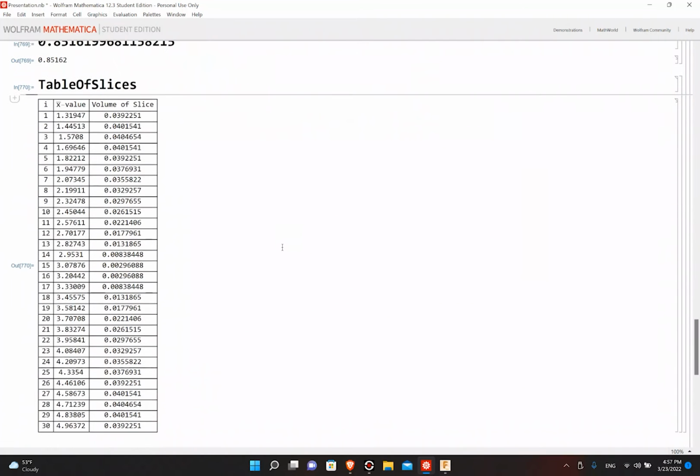This is the table of slices from i equals 1 to 30. This shows you the average x value that was used to calculate that slice, and this shows you the actual volume of that slice. And you know we've done this right because 15 and 16 are the same because these are the constant functions. And then 1 to 14 mirrors 30 to 17. So here at 1 we have 0.0392, 30, 0.0392. At 14 we have 0.00838. At 17 we have 0.00838.